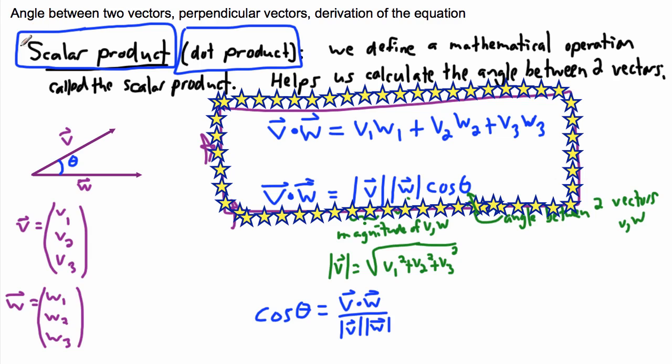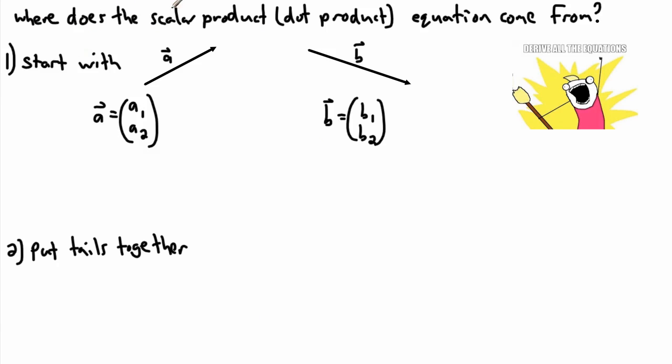I just want to show you where this equation for scalar product or dot product came from. Remember, we've been using this in previous videos. We've been looking at this, but I want to show you where this came from. It did not come from outer space. It actually has a derivation. So I want to show you this, and it comes from here. So where does a scalar product or dot product equation come from?